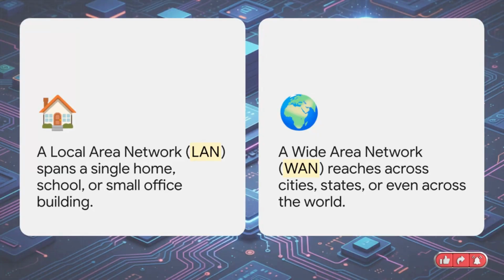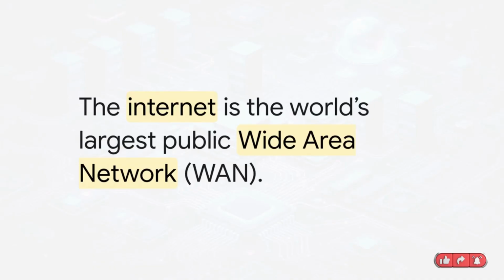And the counterpart to a LAN is called a WAN, a wide area network. The only real difference here is the scale. It's huge. While a LAN is stuck in a single building, a WAN connects networks across massive distances. We're talking across cities, states, or even the entire world. And that brings us to the big one, the ultimate WAN. The internet is, simply put, the largest public wide area network on the planet.